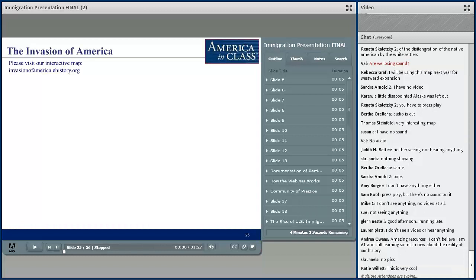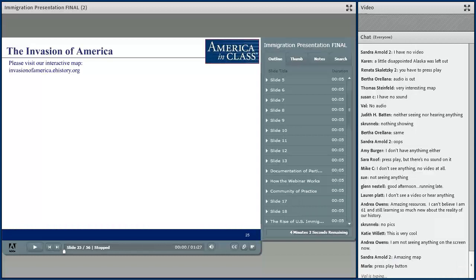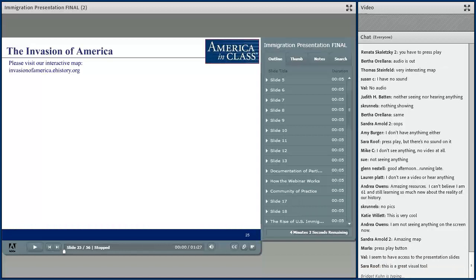Okay, so as the United States expands its land base, especially in the mid-19th century, I'm sure everyone out there is familiar with the theory of manifest destiny.